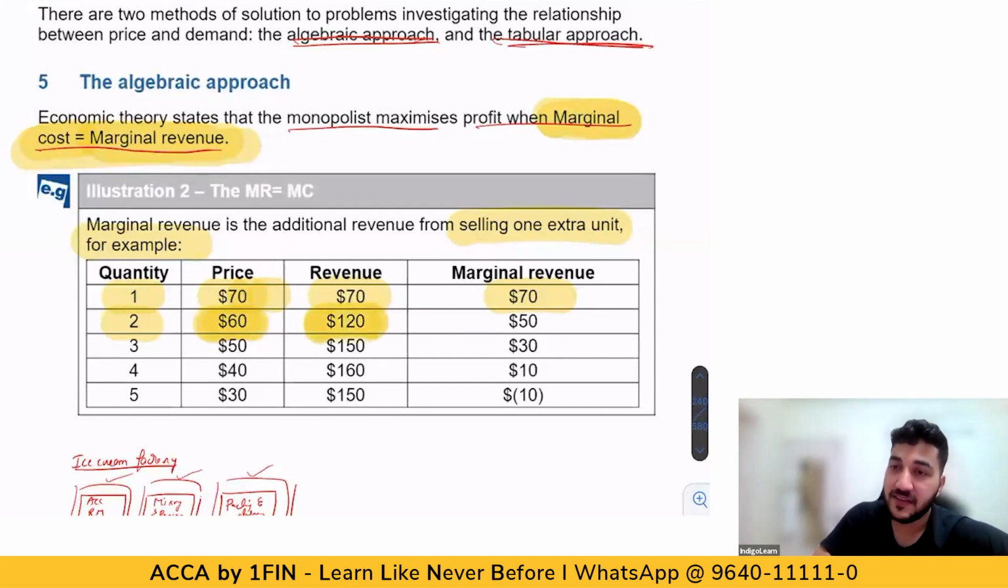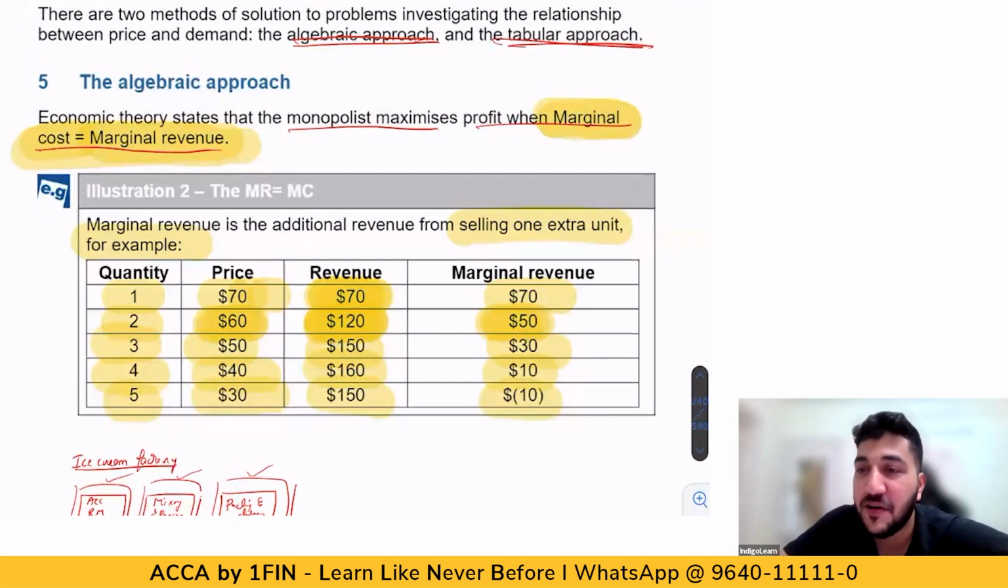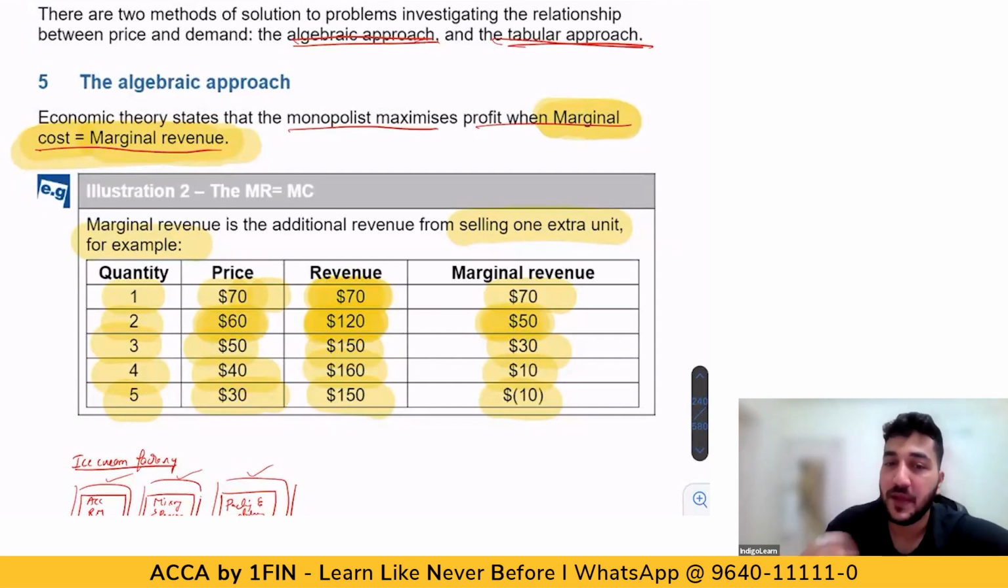Total revenue is 120, 60 into 2. Earlier I had 70, now I have 120. How much marginal do I have? 50. Marginal is the extra from selling one extra unit. Then for 3, you have to sell it at 50. Total is 150, marginal is 30. For 4, it's 40, total 160, and extra is 10. For 5, you have to sell it at 30. You get 150. Now it is negative. You can't just keep reducing the price. If you keep reducing the price, your marginal revenue will keep falling and it will go negative.